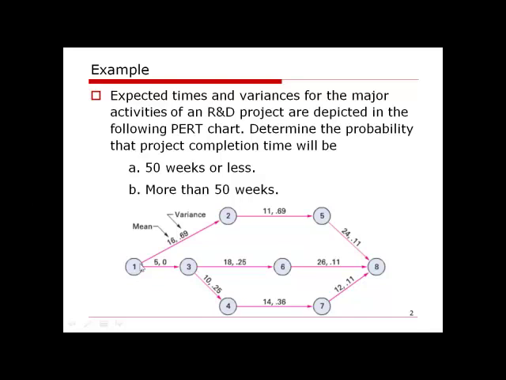Now, the first one, we use as an example. Each arrow has two numbers. The first number is the mean, and the second number is the variance. So activity 1, 2 will take an average of 16 weeks to finish. And the variance for this activity is 0.69, which means it has some variations. When we talk about the time spent to finish this activity, we only know its average is 16 weeks, but it has some variations. Similarly, we have the mean and variance for other activities.